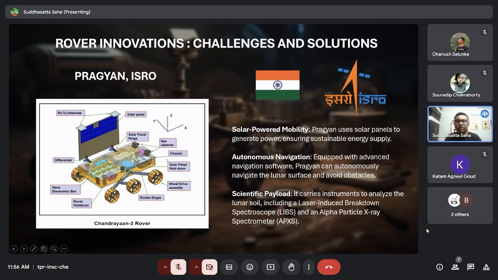So in particular, I would like to mention two of the payloads in Pragyan of ISRO, which are the laser induced breakdown spectroscope, LIBS, and an alpha particle X-ray spectrometer. These two are there for analyzing the lunar soil and conducting all sort of experiments. And I would not like to go into much detail about them at this moment, because I have other rovers in line waiting for their turn to come up.